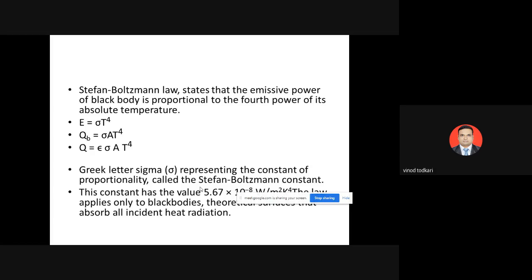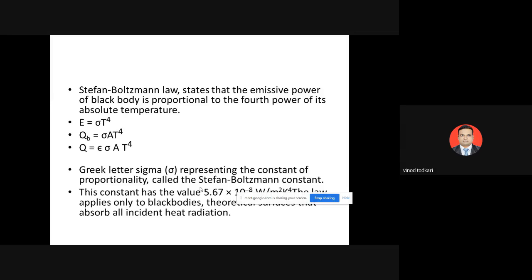If we replace that proportionality sign by a constant, sigma, the equation becomes E is equal to sigma into T raised to 4. That sigma is called Stefan Boltzmann's constant. Stefan and Boltzmann were different scientists; one was the student of the other. One did experimentation and one did analytical studies, and both came to the same conclusion. That's why this law is called Stefan Boltzmann's law.